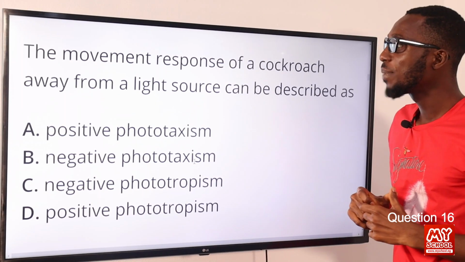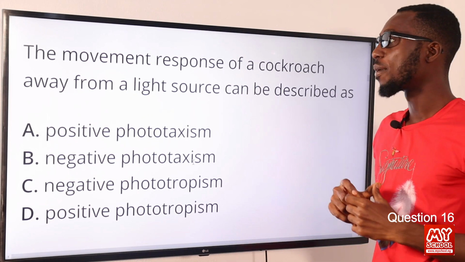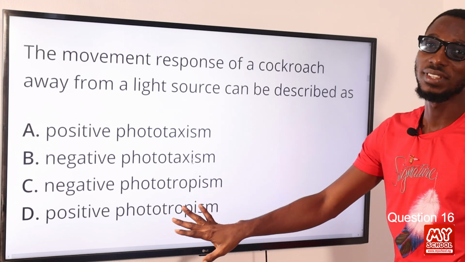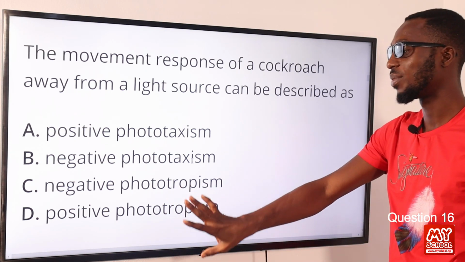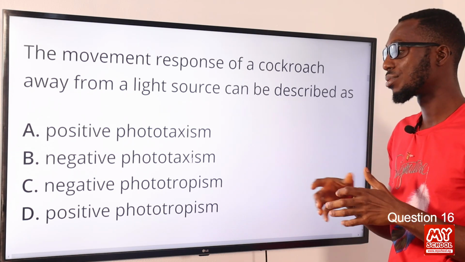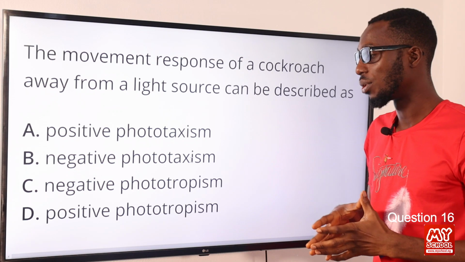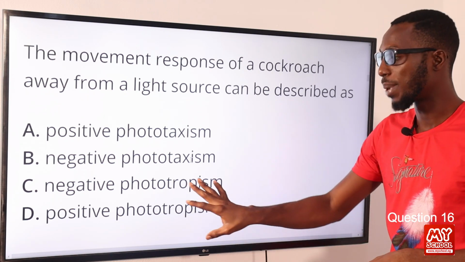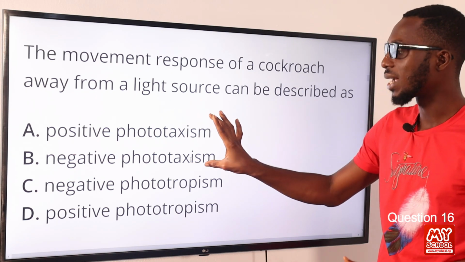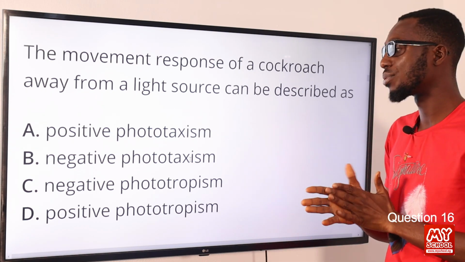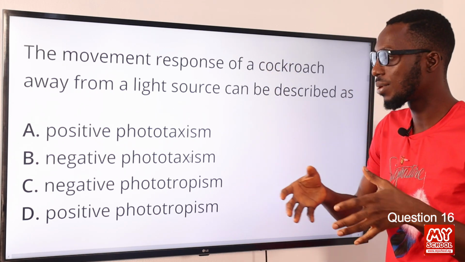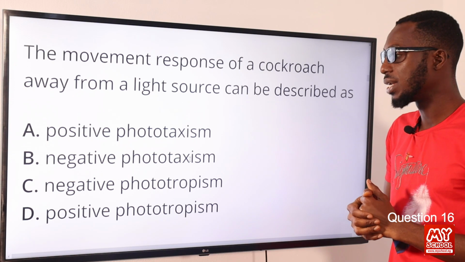16. The movement response of a cockroach away from a light source can be described as what? So it is definitely not any of this, C or D, all right? When you talk about tropism, we are talking about part of a plant that moves in response to a directional stimulus. So this is for plants, tropism. So we are going to consider these two. Taxism, the whole organism is moving in response to the stimulus coming from a particular direction, and it occurs in motile organisms.